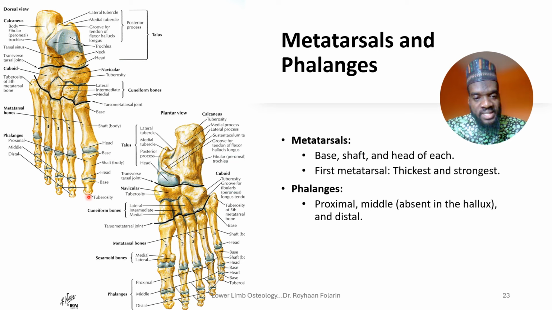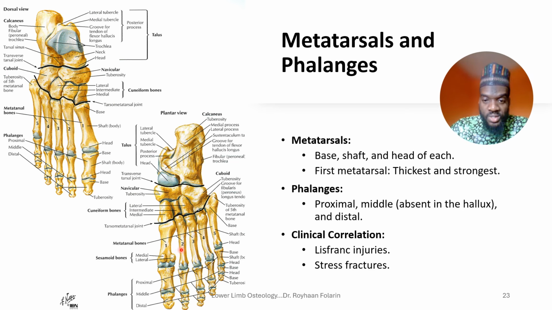At the tip of the base you have a tuberosity. You can appreciate that here as well: the base, the shaft, and the head, and the same for the other smaller ones. The smaller they become, the shorter their shaft. And on the dorsal region of the first metatarsal, you have two sesamoid bones, the medial and the lateral sesamoid bones, on the distal end of the first metatarsal bone.